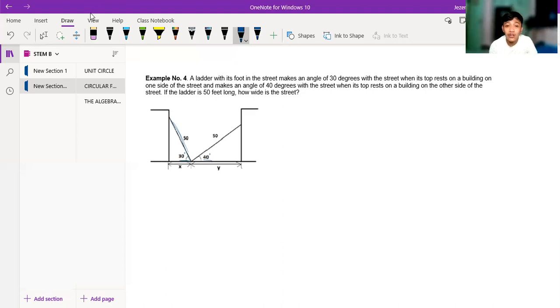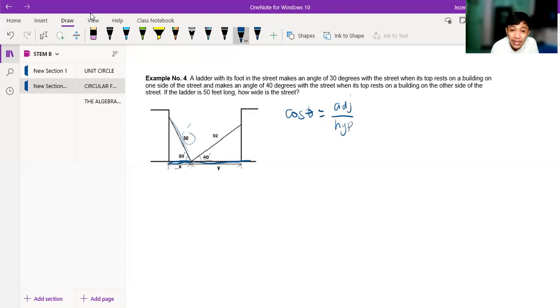Okay? So, gaano daw kahaba yung street? So, kuhanin natin itong side na ito, then i-add natin sa side na ito. Meron tayong 50 which is hypotenuse. Meron tayong hypotenuse, angle, at saka adjacent. Ano ang kailangan natin gawin? Ang hypotenuse, adjacent, cosine or secant lang yan. Bakit tayo magsa-secant kung pwede namang cosine na mas madali, di ba? So, cosine theta is equal to adjacent over hypotenuse.